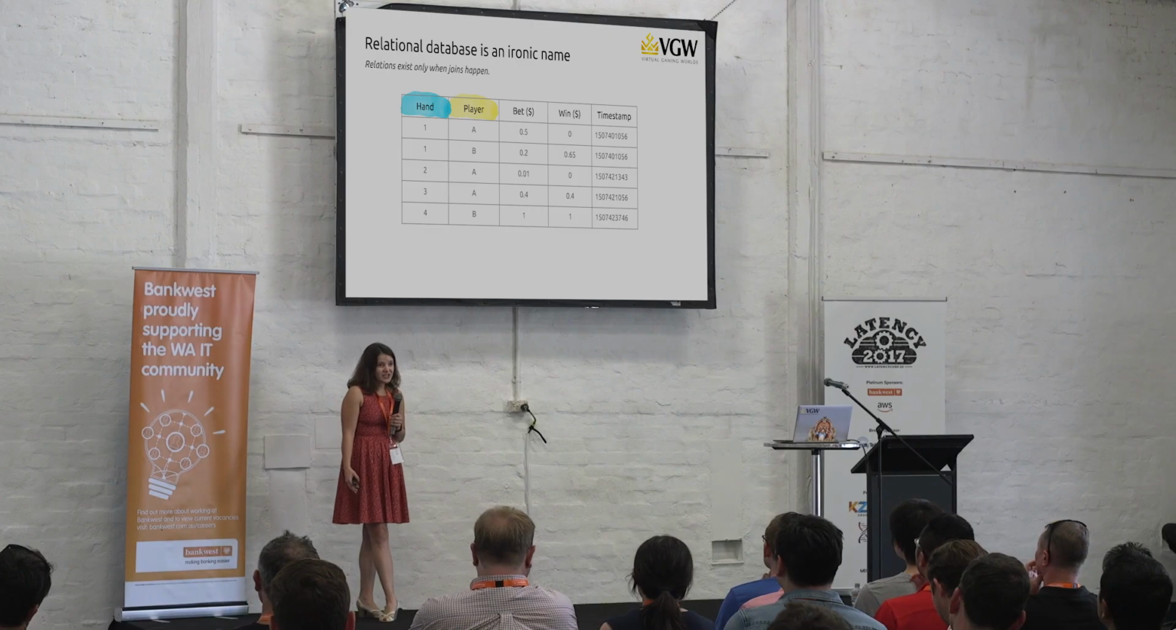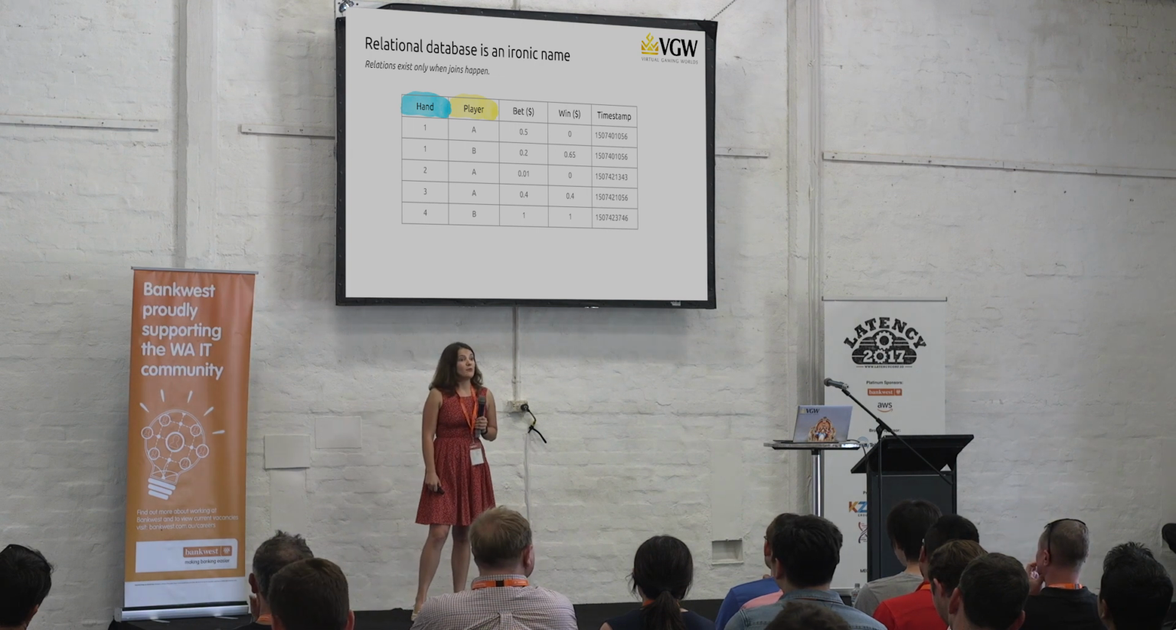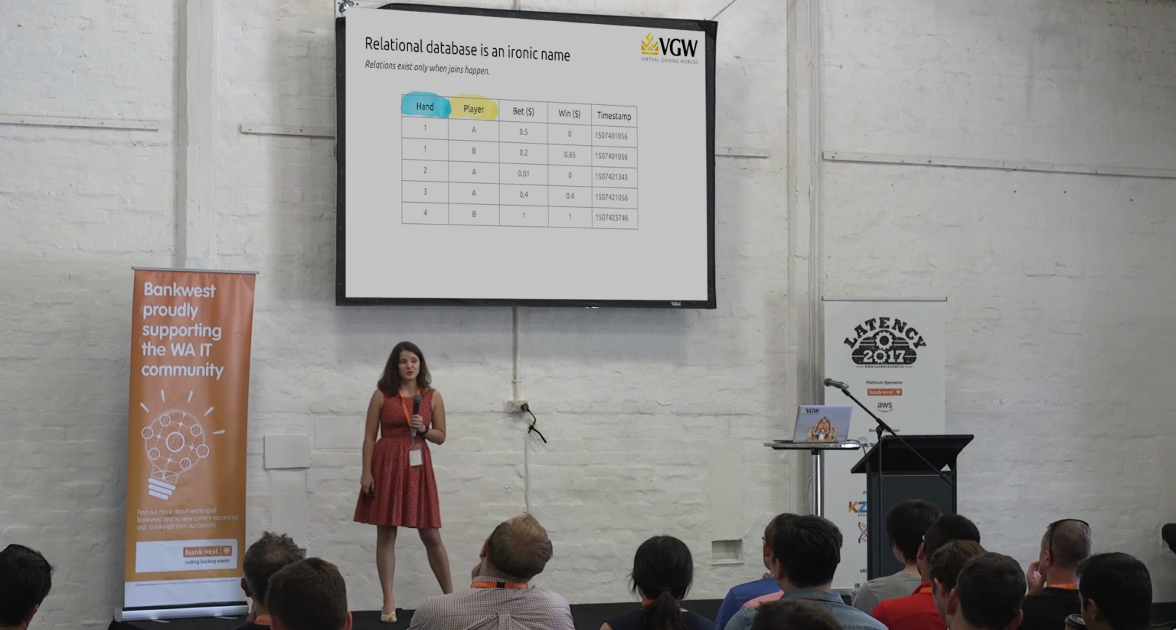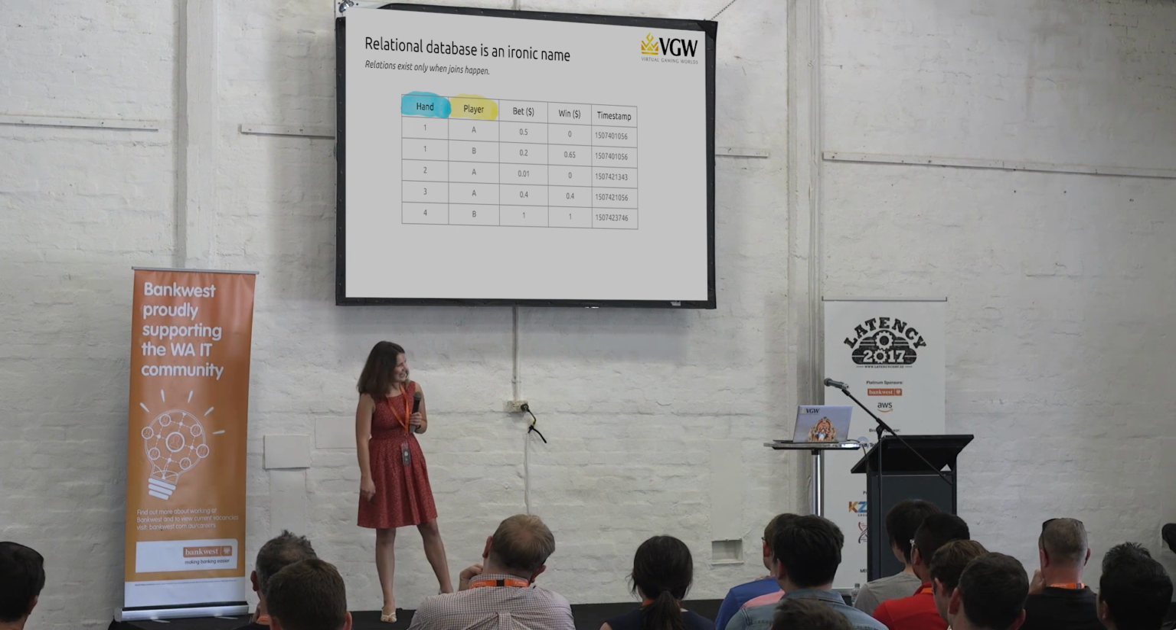Albeit the name, relationships in a relational database only exist at the time of joins. And if any of the questions I voiced before sound to you like lots and lots and lots of self-joins, you're right.